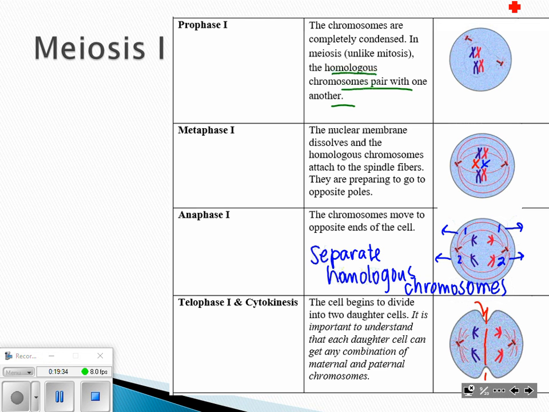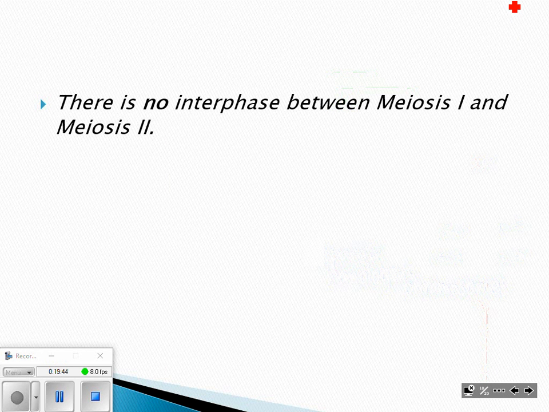So the cell begins to divide into 2 daughter cells. It's important to understand that each daughter cell can get any combination of those maternal, meaning from your mother, or paternal, from your father, chromosomes. There's no interphase, so there's no growth, and the cell doesn't do its job between meiosis 1 and 2. At the end of meiosis 1, we end up with those 2 cells with half the number of chromosomes.